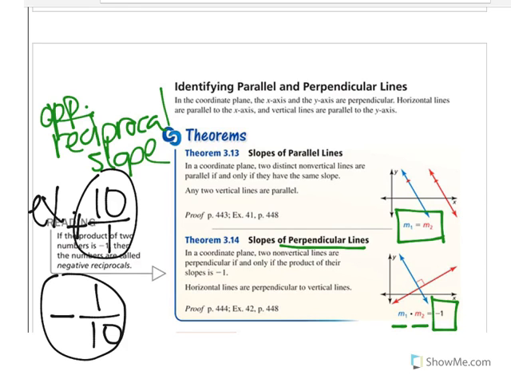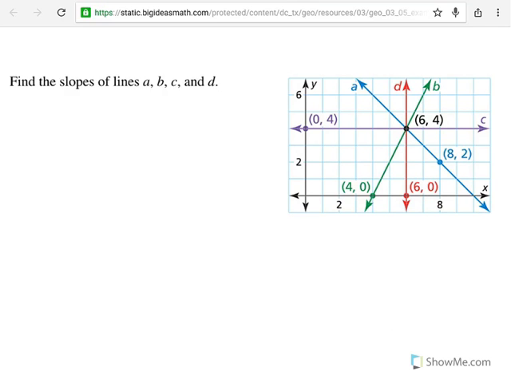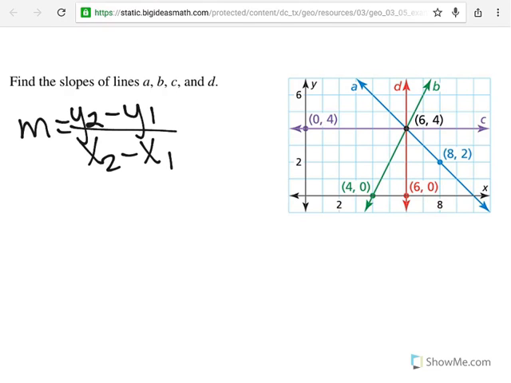Alright, let's try some examples. We're going to find the slopes of A, B, C, and D. Okay, now when we're given a graph, we can find this one of two ways. We can either use our slope formula, which is y2 minus y1 over x2 minus x1, to find our slopes. And all you have to do is find 2 points that are on our line. Or you can actually count the spaces. I'm going to do the first one both ways, and then we'll probably just count on the next two.